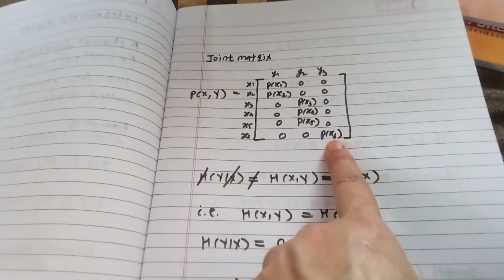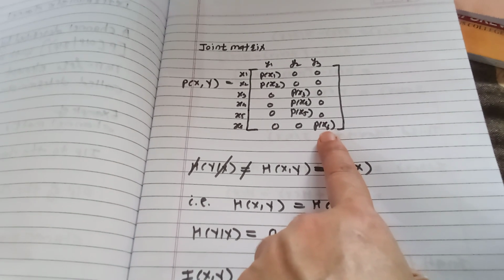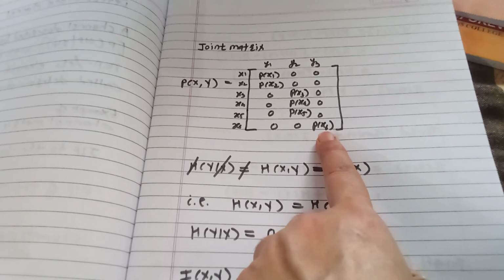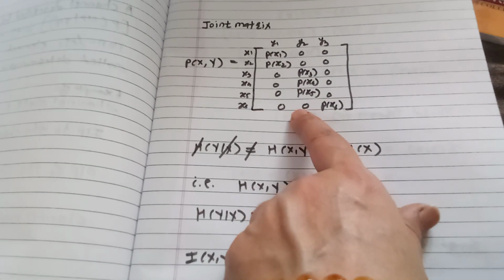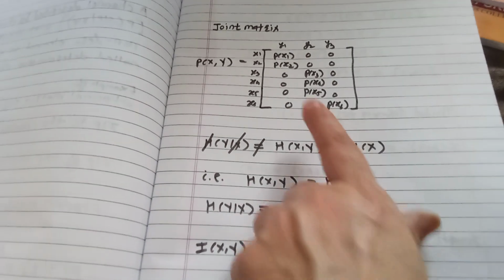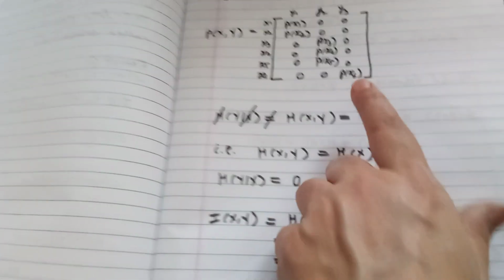We are not going to apply the formulas, that is p(x1) log2 1 by p(x1) plus p(x2) log2 1 by p(x2) plus p(x3) log2 1 by p(x3), and so on. By observing the probabilities, we can say that H(X,Y) is equal to H(X). If you compute H(X,Y), it includes all these probabilities, and if you compute H(X), it will also include all these probabilities.